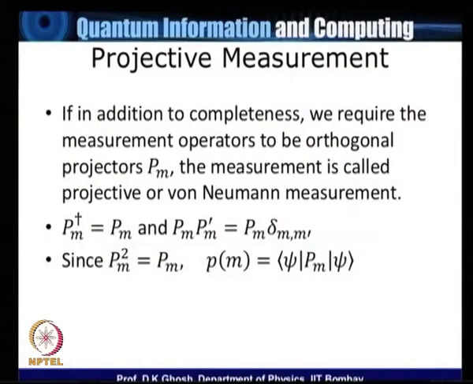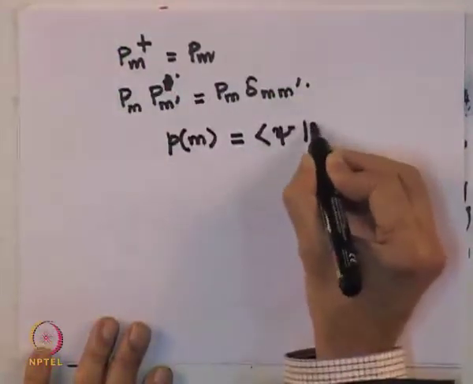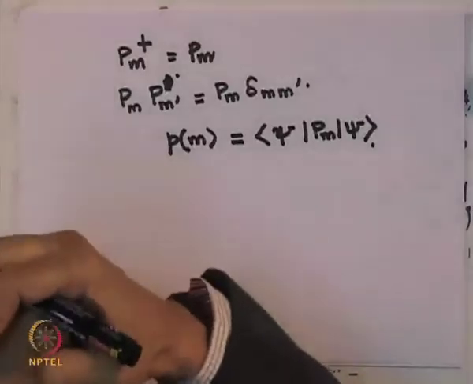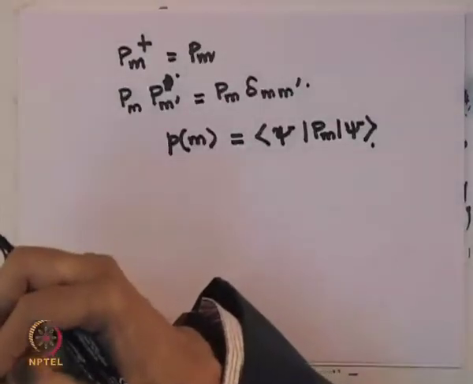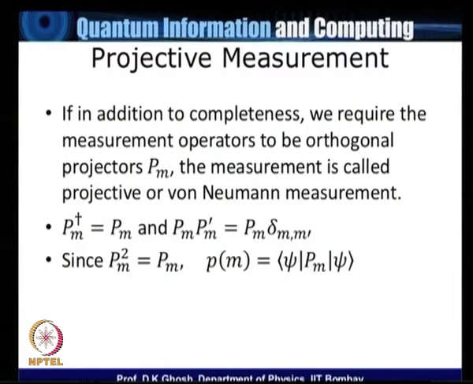If m and m prime belong to different, orthogonal subspaces, then obviously the result must be equal to 0. Now, along with our definition of the probability of the measurement, where we had said that the probability gives me the expectation value of psi dagger M_m dagger M_m psi, and since in this particular case P_m squared is equal to P_m, I get the probability of having result m as given by psi P_m psi. So let us look at this specific case, because this happens to be the most common case that we normally talk about.